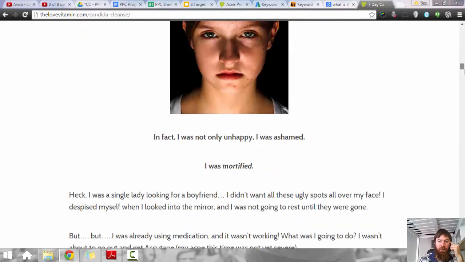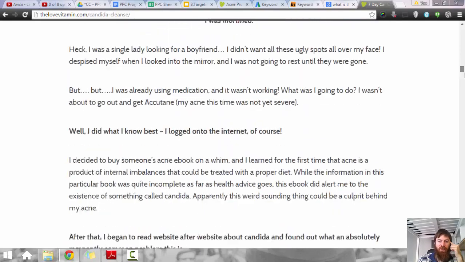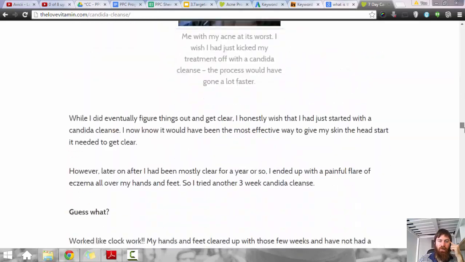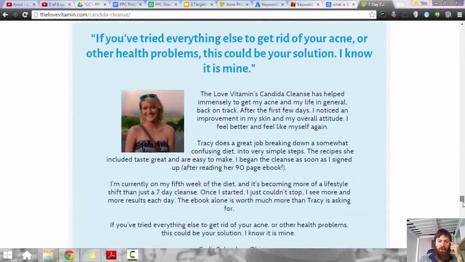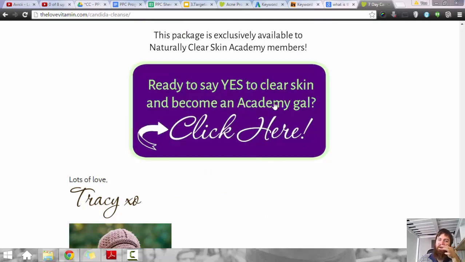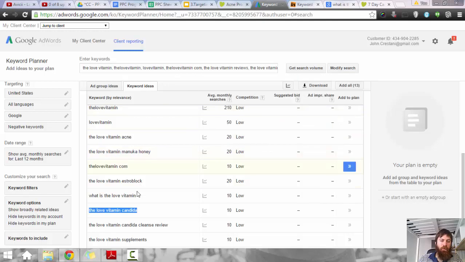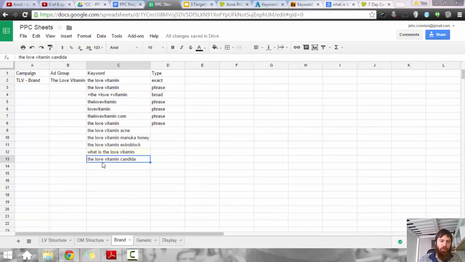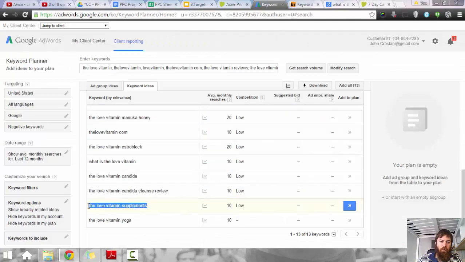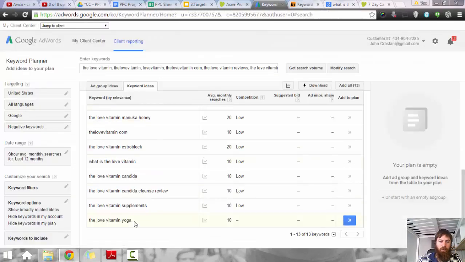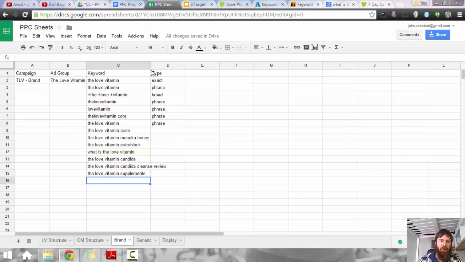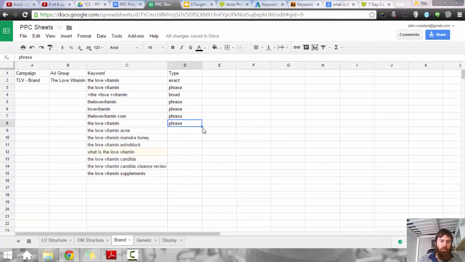Maybe this was a former product. So it looks like this is actually a former sales page that the person was using. Because there aren't any, oh, there's one personal picture. And this just looks like an old sales page that she was trying to use. It isn't as well done. But that's interesting. So you can find a lot of stuff. Candida Cleanse Review. And Love Vitamin Yoga. So I'm actually not going to type in Love Vitamin Yoga. So there we go.